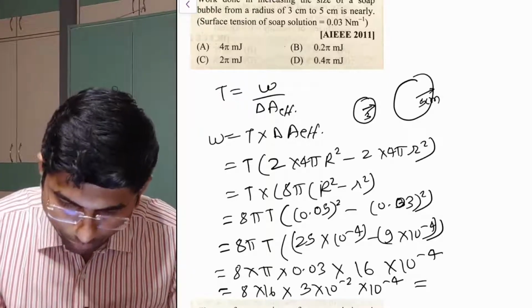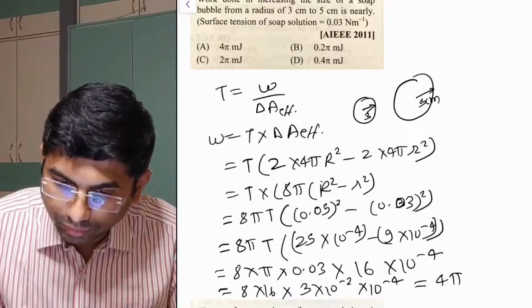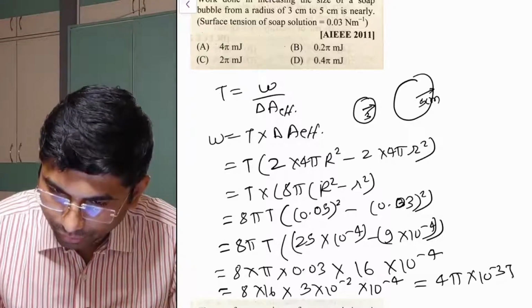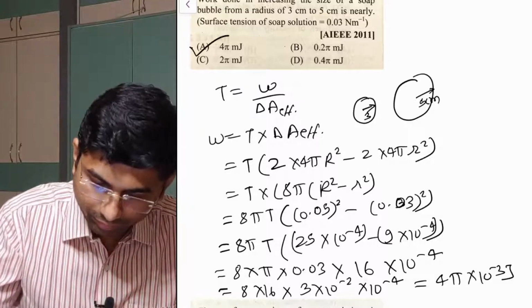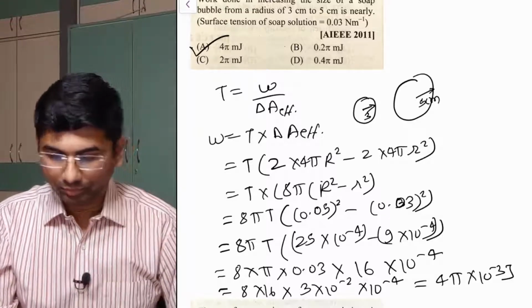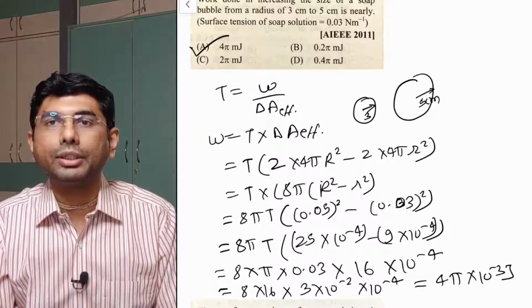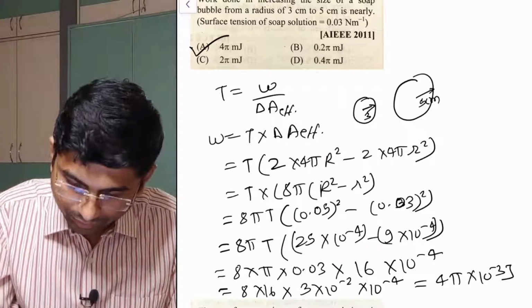Now this is equivalent to something like 4 pi into 10 to the power minus 3 joule. This is the answer. Minus 3 is actually millijoule. This is the answer. Just remember this formula. Understand the logic. Logic understanding is very important. Calculation is the secondary part. Anyone can do these calculations.